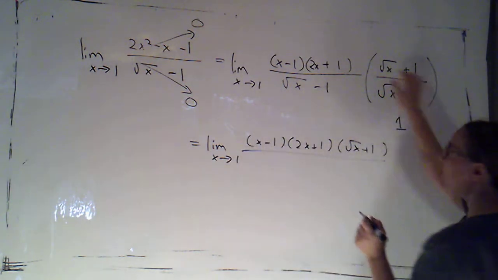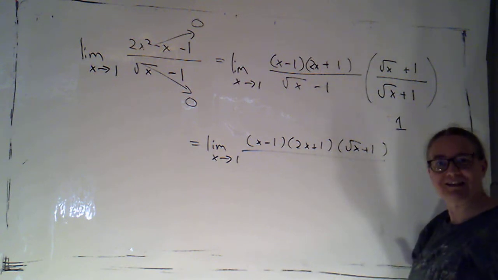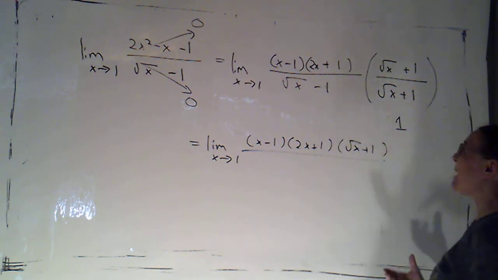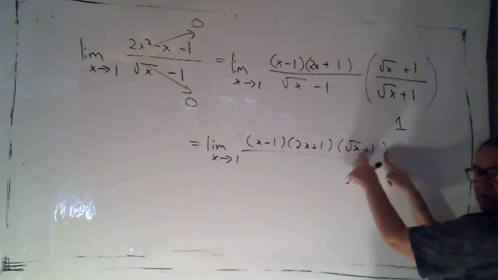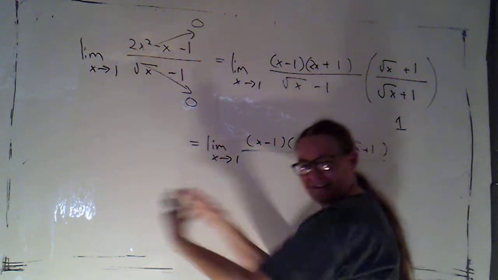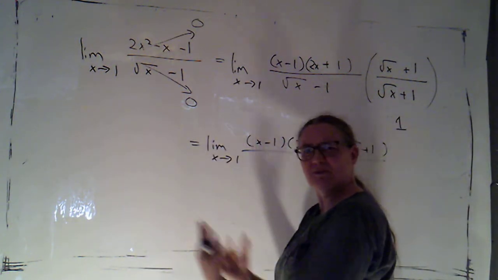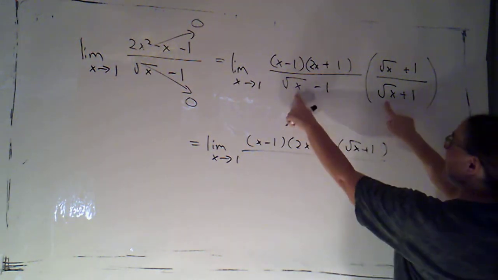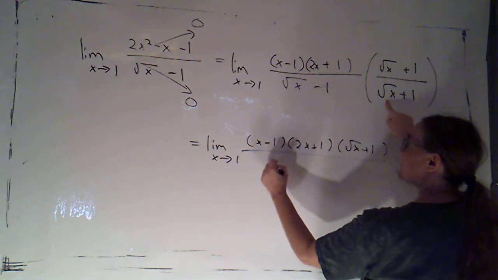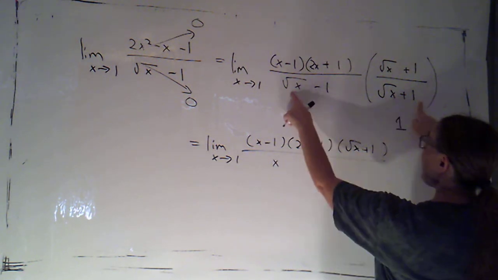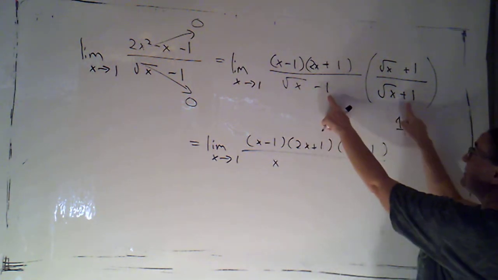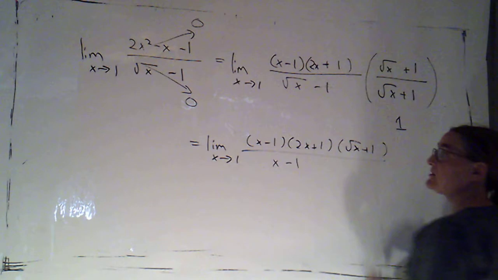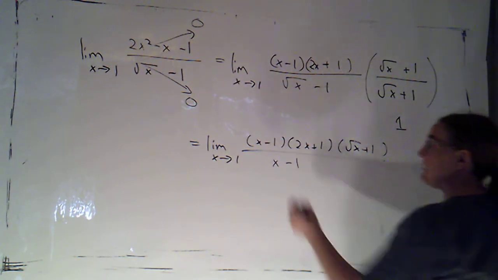I only want to multiply things out if that's going to make things look nicer. On top, right now this piece has roots in it. If I distribute it, the other pieces are going to have roots too. That's going to make them look more complicated. On bottom, on the other hand, if I FOIL, I get root x times root x is x. Outsides and insides cancel. Last terms are a minus 1. So now I can see this is great.